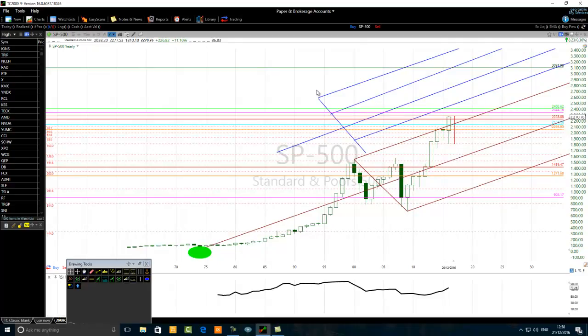But one more thing before I close this video, remember the 200% Fibonacci extension level, the level of 2402. It may go a little bit above it, but the market will acknowledge that level.